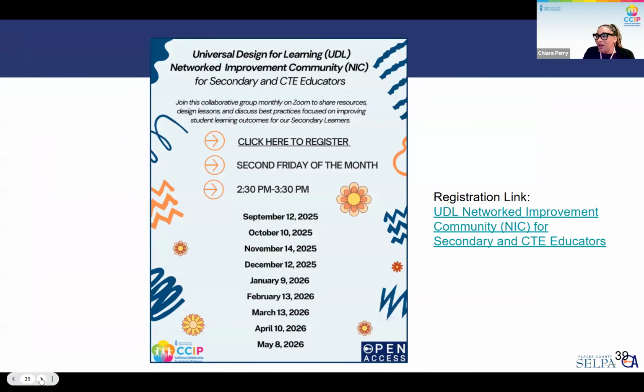Okay. And just so you know, CCIP and Open Access will be working together next year. CDE has asked us to collaborate on some universal design for learning professional learning for secondary schools and CTE educators. As you know, we have our new diploma option for students with disabilities, the alternate pathway to a diploma. So we want to partner with secondary educators and CTE teachers to make sure that when they are planning their lessons, they are including multiple means of engagement for our babies with disabilities. Not just all our babies, but our teenagers with disabilities. So we're excited about this partnership, and this has the registration link and a link to the flyer. And I will drop that in the chat in just a second.